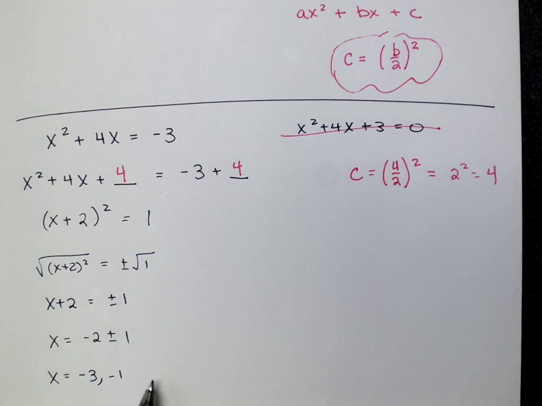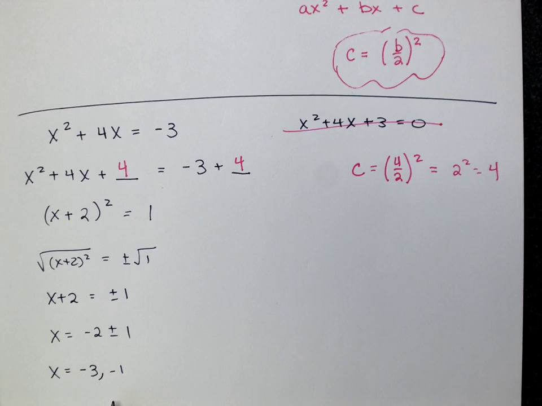And it would have been factorable, like I said, but. So it's negative 2 minus 1, which is negative 3, or negative 2 plus 1, which is negative 1.